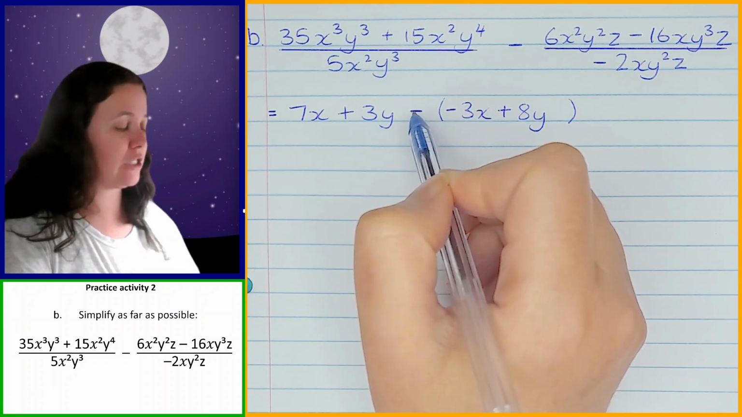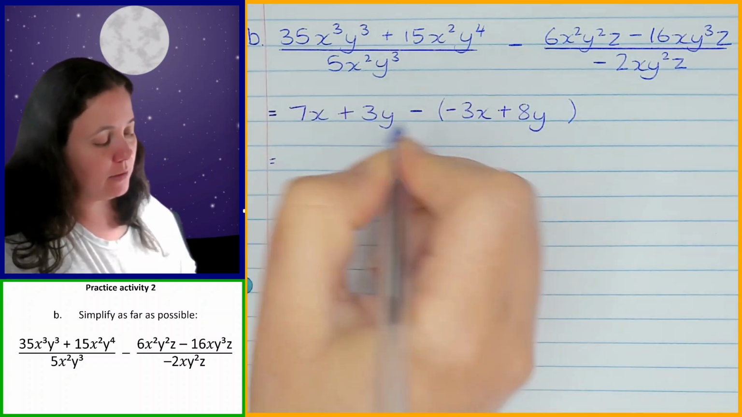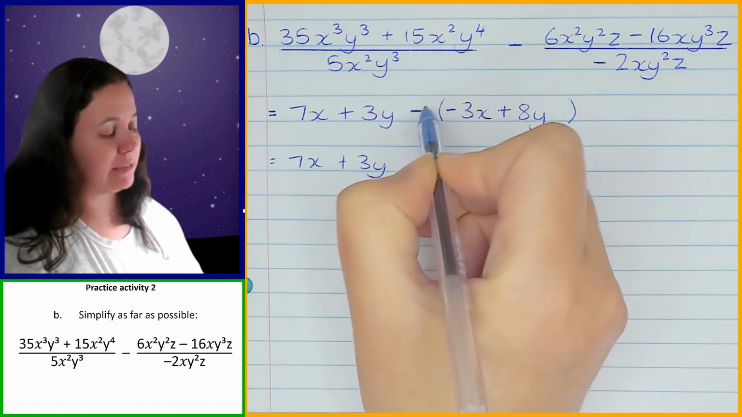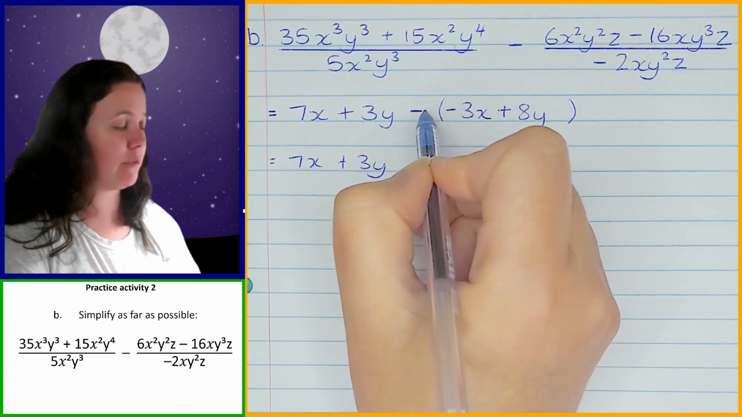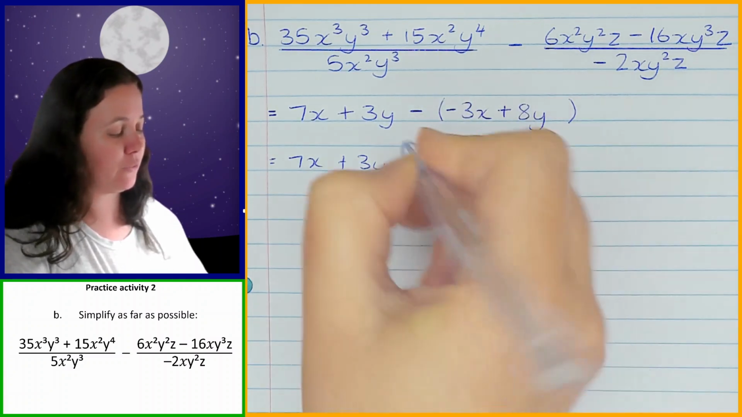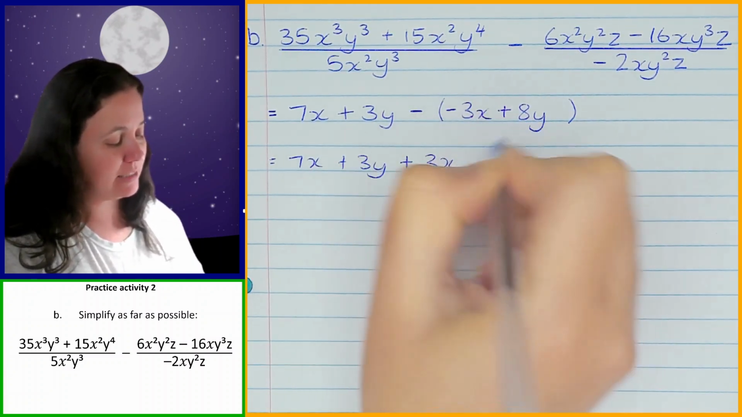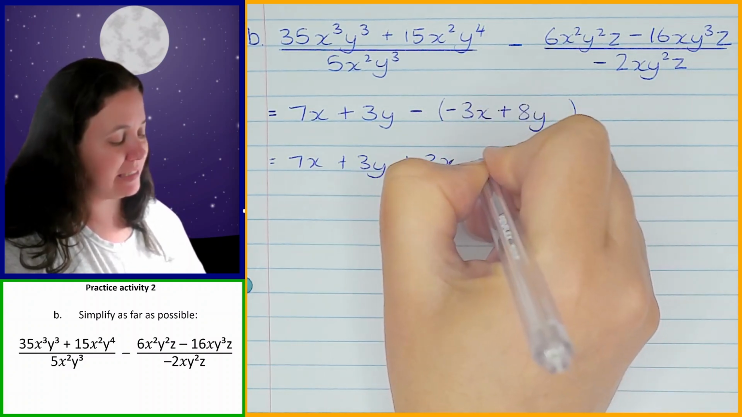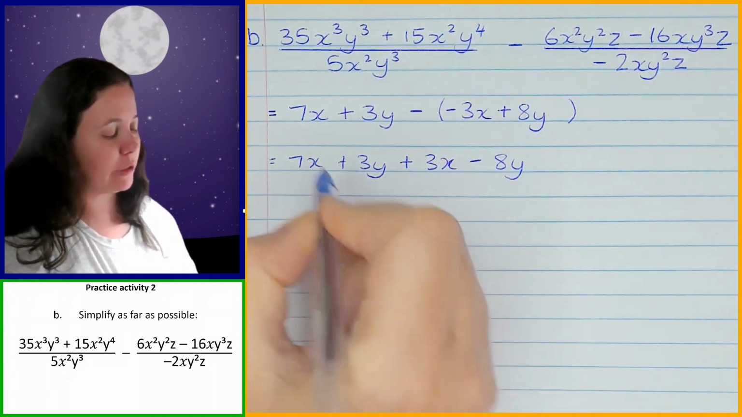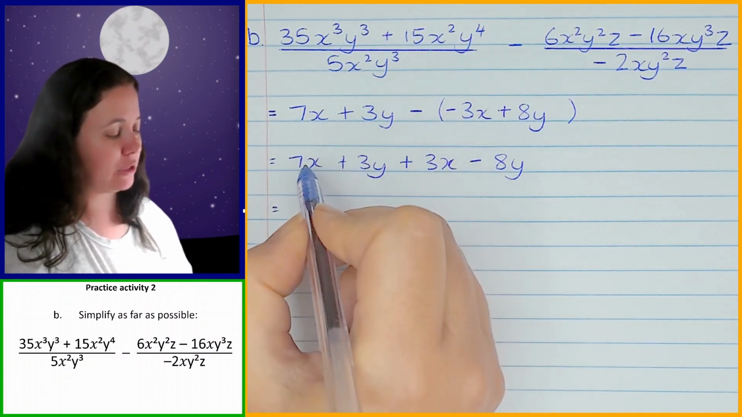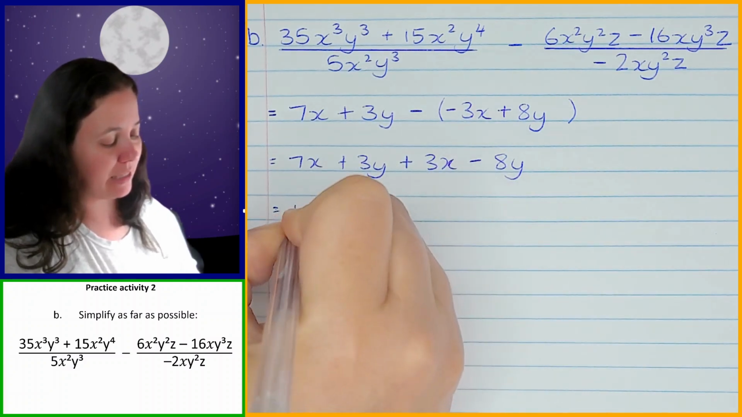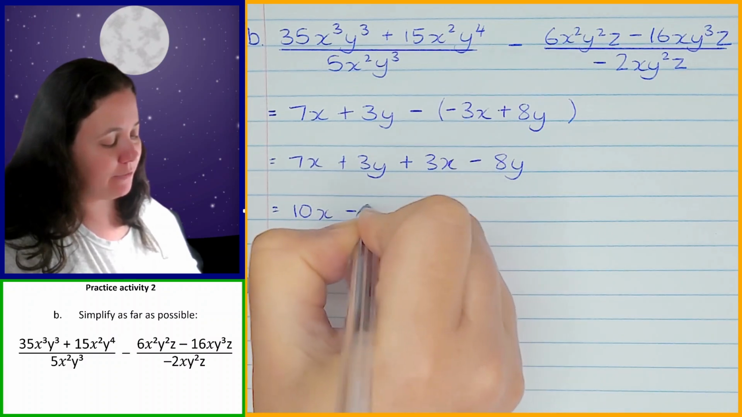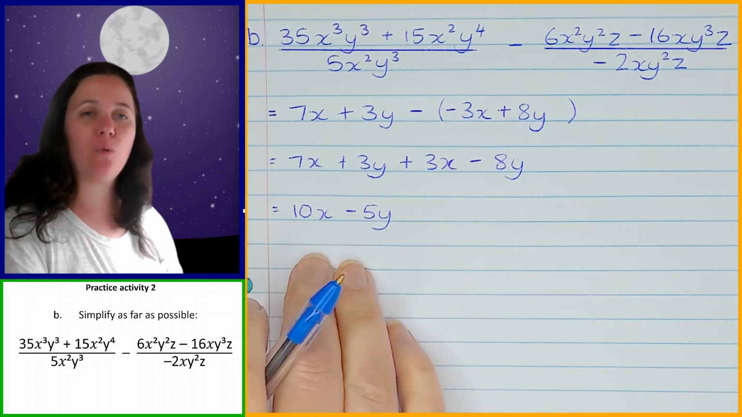Now I'm going to go and sort out this negative over here. So now I've got 7x plus 3y. Now I need to multiply the negative into this bracket. Remember, it's negative 1. So it's negative 1 times negative 3x. That's positive 3x. Then negative 1 times positive 8y is negative 8y. Now I'm going to go and simplify that by collecting and combining my like terms. I've got 7x plus 3x, that's 10x, and 3y minus 8y is minus 5y. So that's what you should have got for question B.